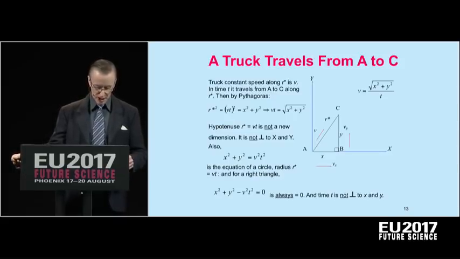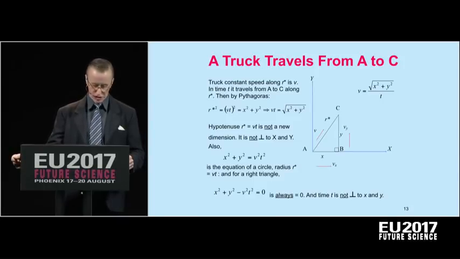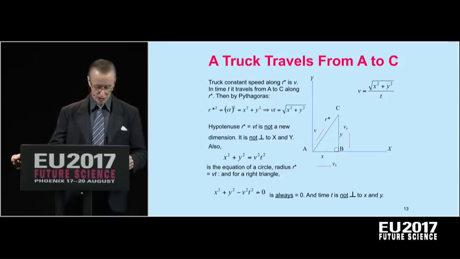And still, r star equals v times t is not a new dimension. And it's not orthogonal to x and y. So we write the equation of this right triangle as x squared plus y squared equals v squared t squared.